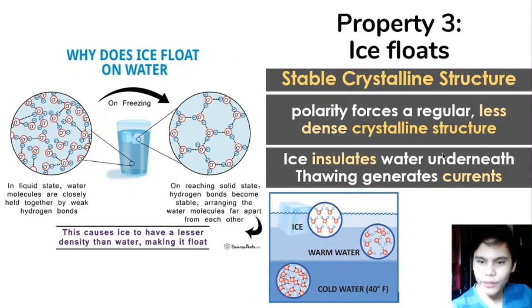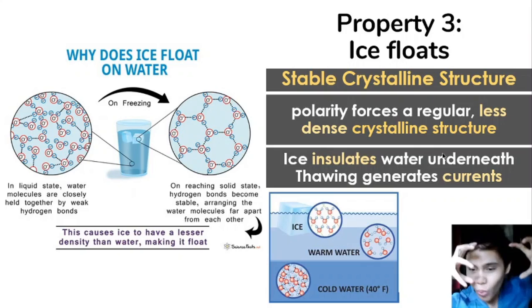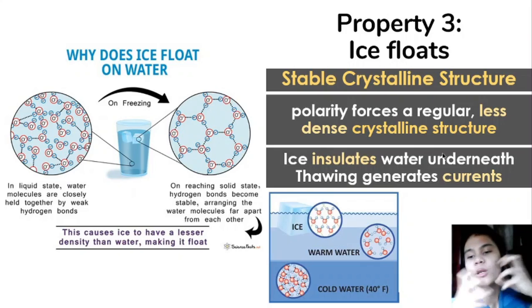Next, property number 3 is that ice floats. The reason it floats is because of its stable crystalline structure when it becomes a solid. See, if the water molecules get pushed very, very close together, it tends to become more stable and crystal-like in its structure because of the polarity of the water molecule. You can't have the positively charged hydrogen ions too close to each other, or the negatively charged oxygen atoms too close to each other. So it forms a regular crystal structure.